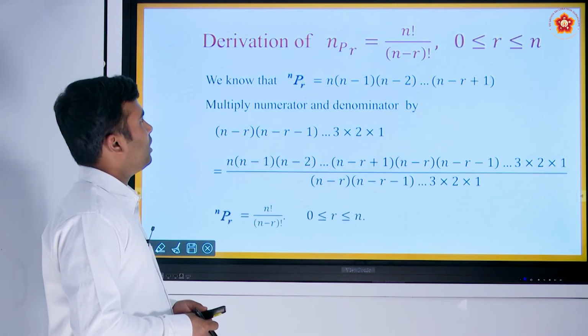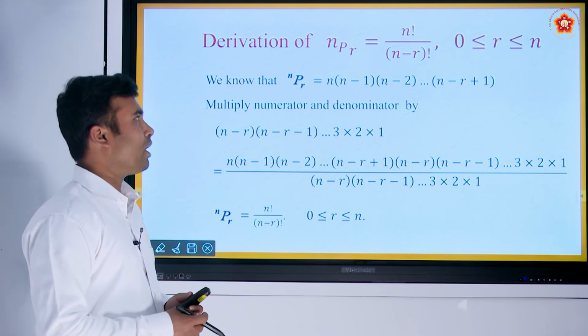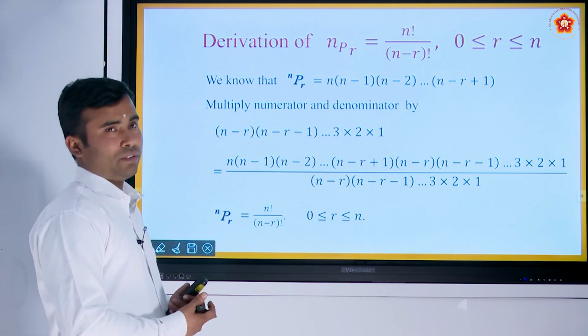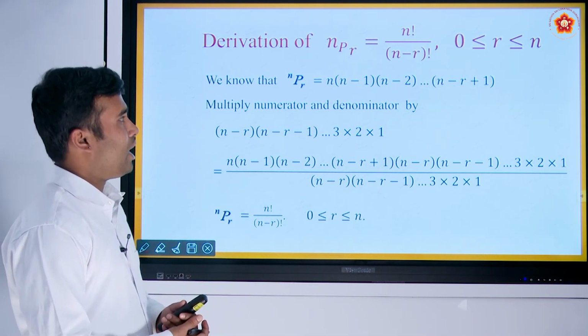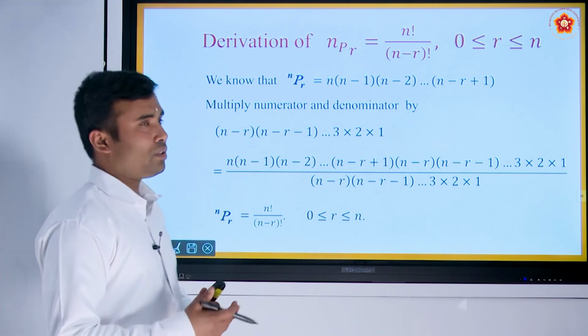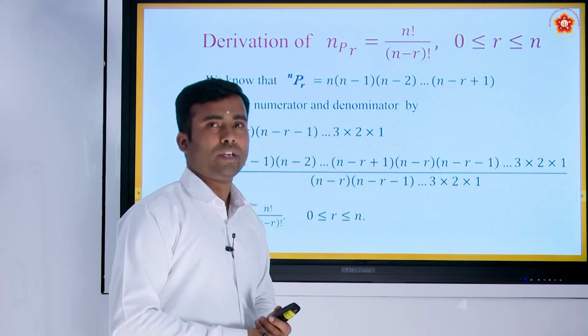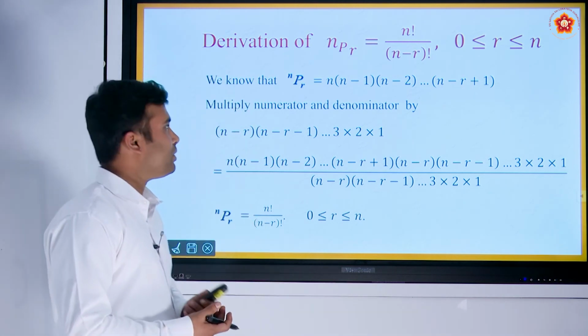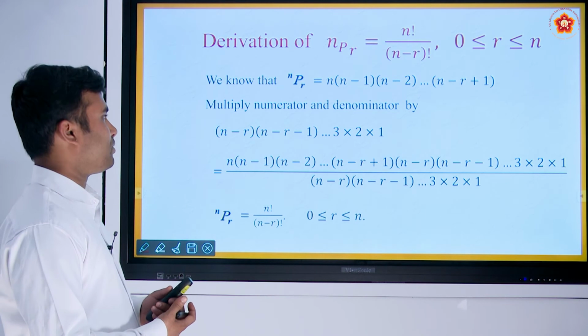So let us see the derivation of nPr equal to n factorial divided by n minus r factorial, where r is between 0 and n. We will see that r equal to 0 is a particular case, and r equal to n is also a particular case. We will discuss that. So, let us see the derivation first.